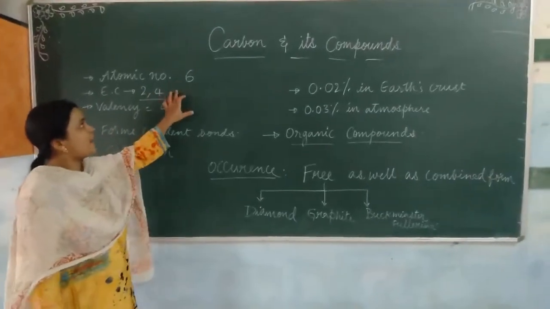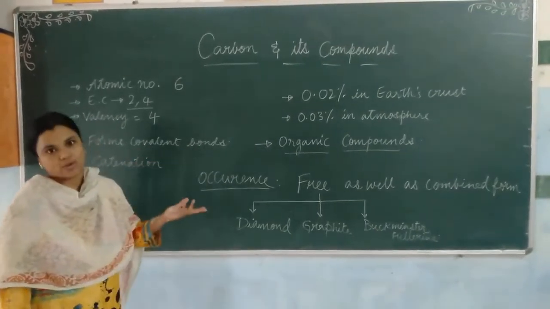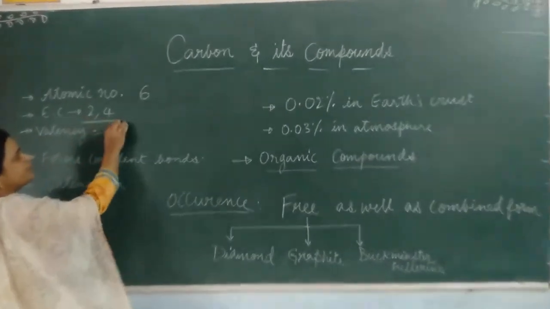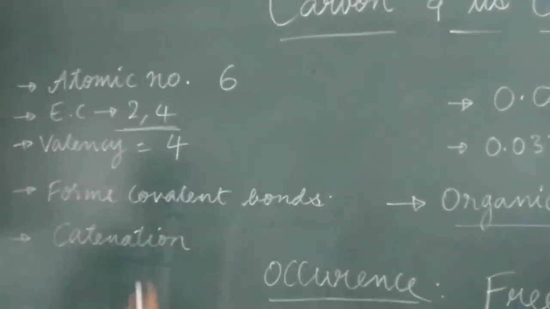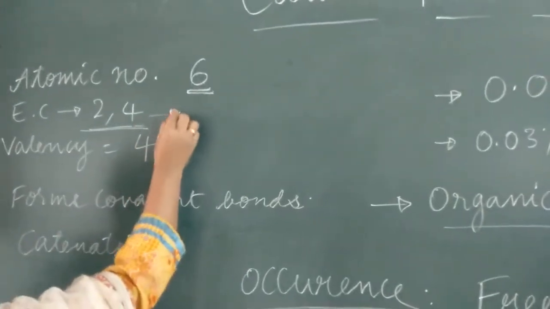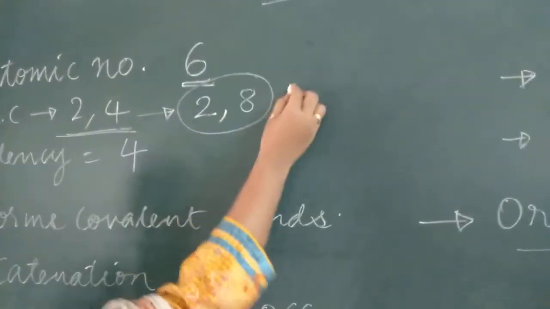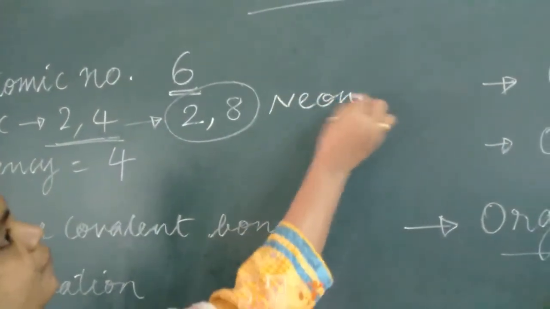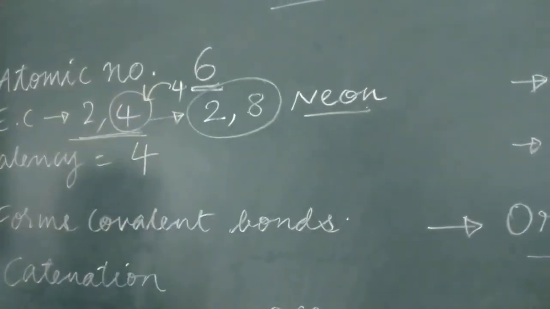So let us see why carbon always forms covalent bonds. It cannot form ionic bonds. So let us see that, it depends on its electronic configuration. The electronic configuration is 2 and 4 because there are 6 electrons here. In order to obtain the inert gas configuration, it should get to 8, which is that of a neon, right? So in order to get this, it should get 4 more electrons, right children?